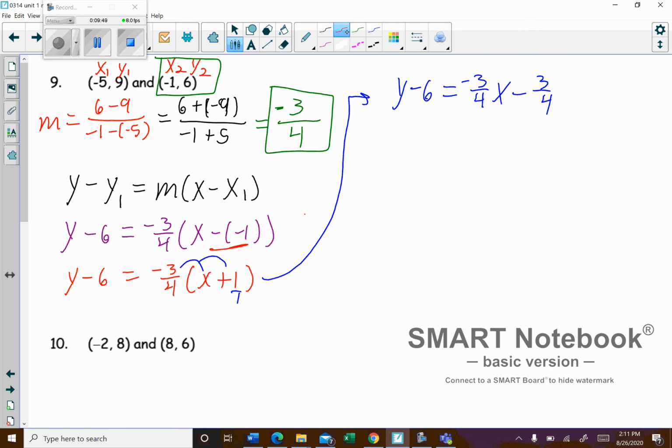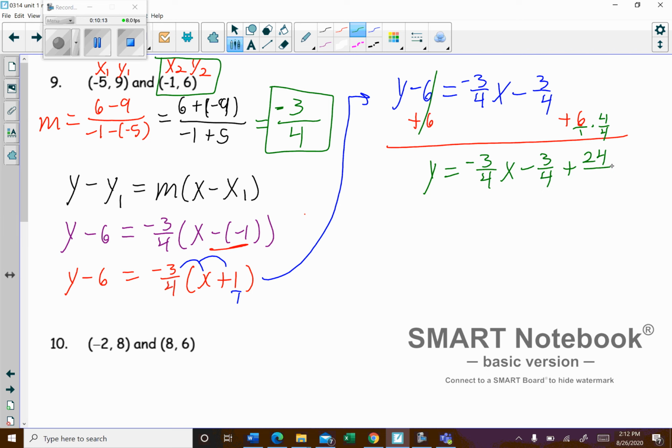Now the last part we have to do is add 6 to both sides. And so I am going to have to get a common denominator. So I'm going to multiply the 6 by a 4 over 4. So that cancels out right here. And then I'm going to have y equals negative 3 over 4x. Then I've got minus 3 over 4. And then this will become a plus. Let's see, 6 times 4 is 24. 1 times 4 is 4. So I do have my common denominator.